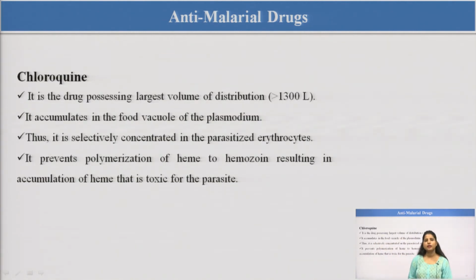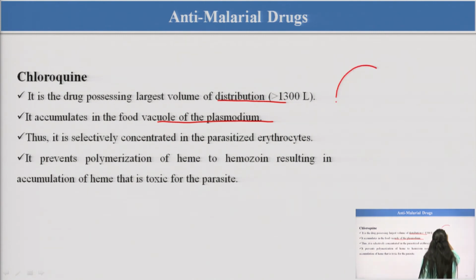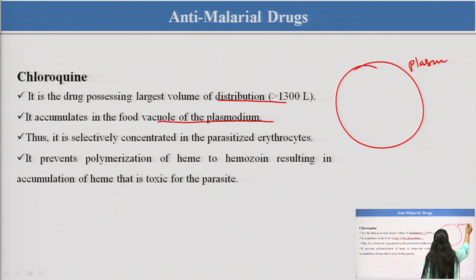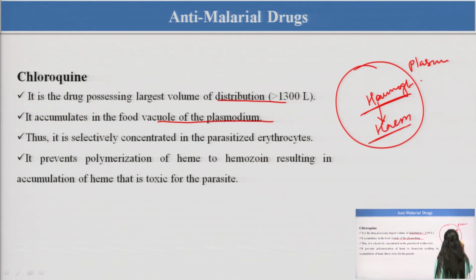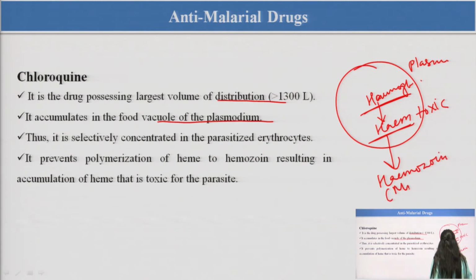Now, see the drug chloroquine. So, chloroquine is a very good drug which shows a large volume of distribution. It is accumulating in the Plasmodium, and what it is doing, see, this is the Plasmodium food vacuole, and inside of it there is hemoglobin. Now, what Plasmodium is doing, it is digesting the hemoglobin. So, when hemoglobin is digested, it will form the heme product, and this heme is a toxic product. It needs to be changed into hemozoin, which is a non-toxic product.